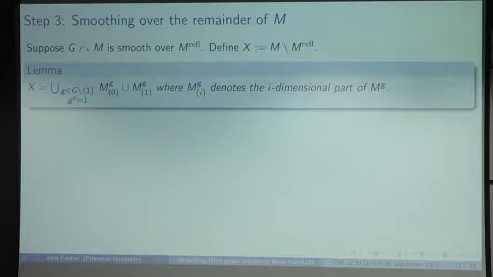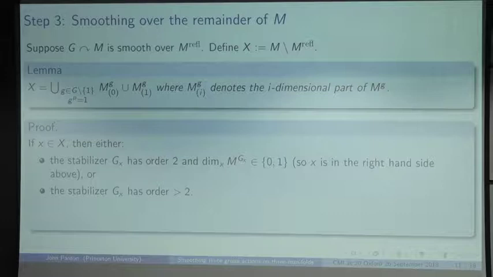So why is this? Okay, suppose X is in this set. What does that mean? It means either your stabilizer has order greater than 2, or your stabilizer has order exactly 2, and locally it fixes a curve or a point, not a surface. Okay, so if your stabilizer has order exactly 2 and the fixed set is locally either a point or a line, possibly wildly embedded in the latter case, then clearly by definition it's in this union.